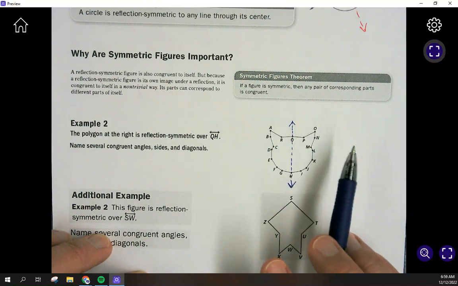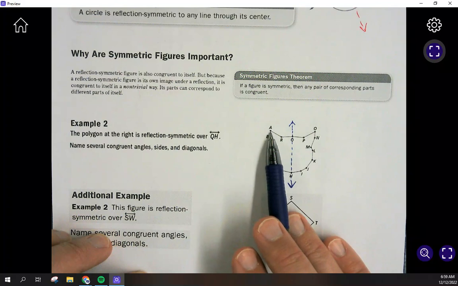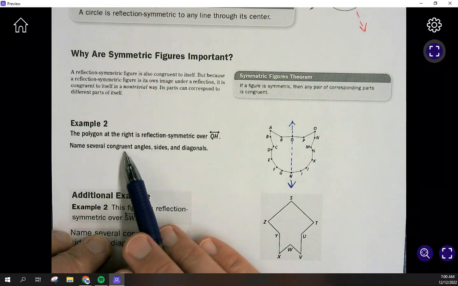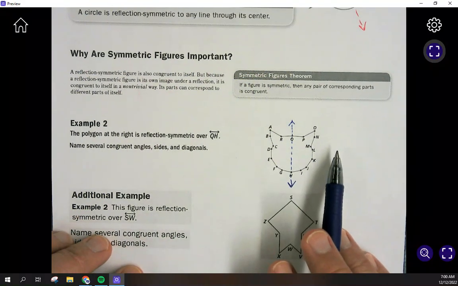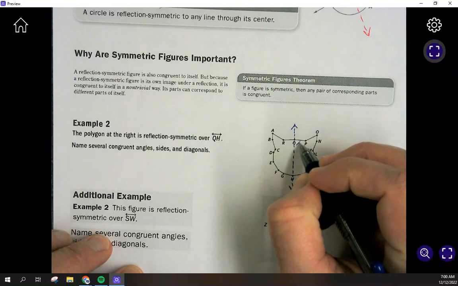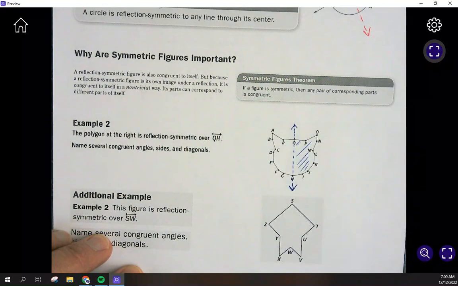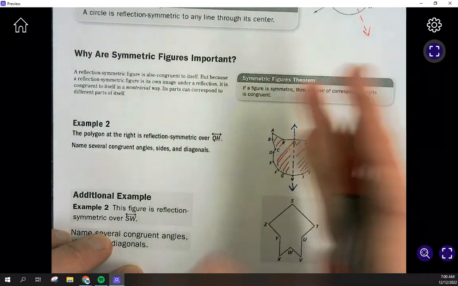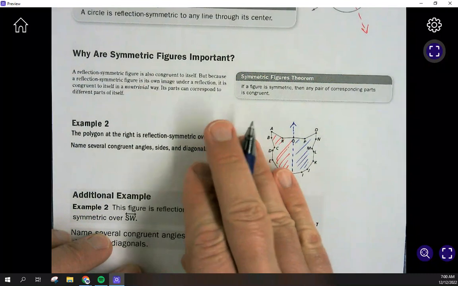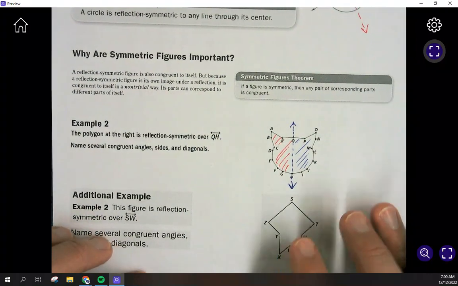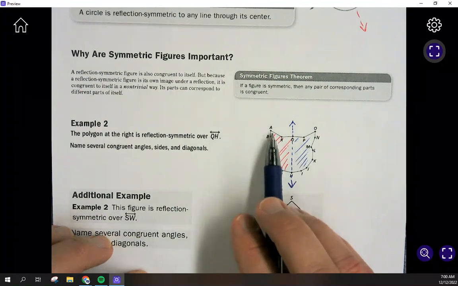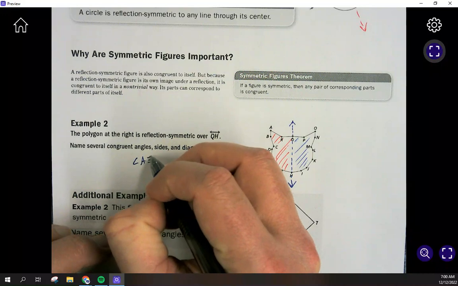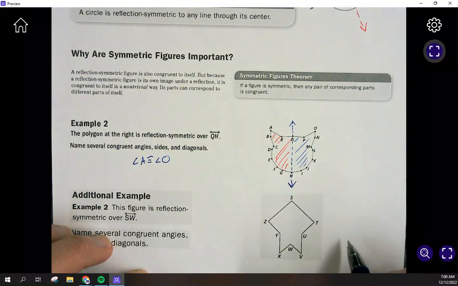So this new theorem now says, well, since I reflect this and I come over here and I get this, they must be congruent to each other. So name several congruent angles, sides, and diagonals. Okay, so we're basically going to be looking at these almost like two different shapes that are congruent to each other, just the right side and the left side. Separate them and think about them as two separate shapes, but when I reflect, I get the congruent other side. And so that means angle A is congruent to angle O.